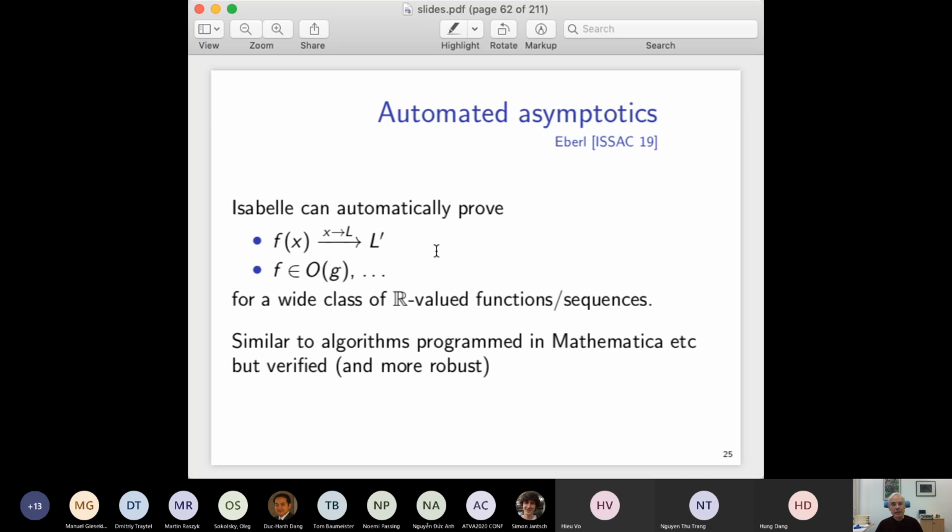And the theory is known, and similar algorithms have been programmed in Mathematica and other computer algebra systems, but they are unverified. Some of the systems actually produce wrong results, and sometimes you also get timeouts, whereas the implementation that we have in Isabelle is actually a lot more robust than what you find in other systems.